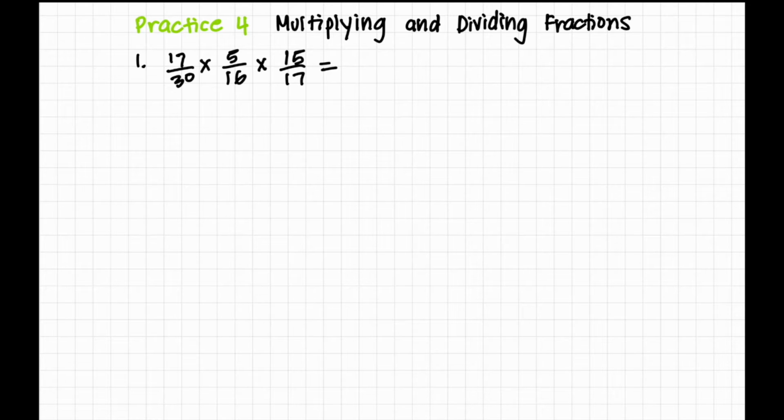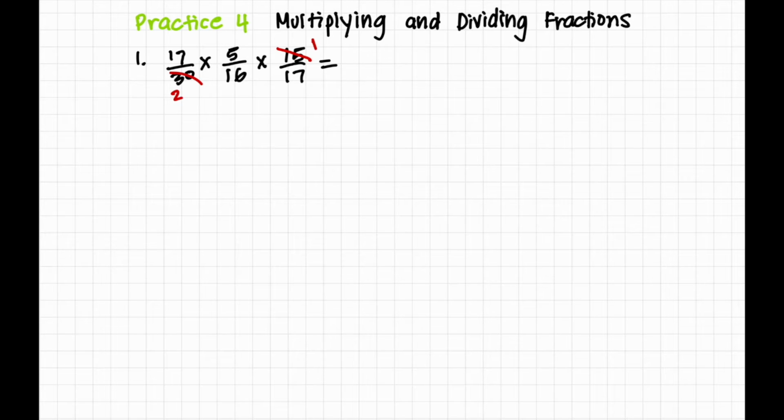So 30 is divisible by 15. 30 divided by 15 is 2, and 15 divided by 15 is 1. And then there are two more 17s, which are both divisible by 17. If you divide them both, they both become 1. There's nothing left that we can divide further, so it would be 5 times 1, which is 5, times 16 times 2, which is 32.